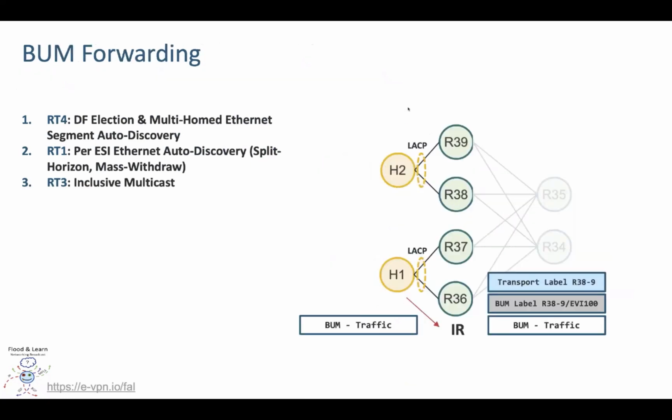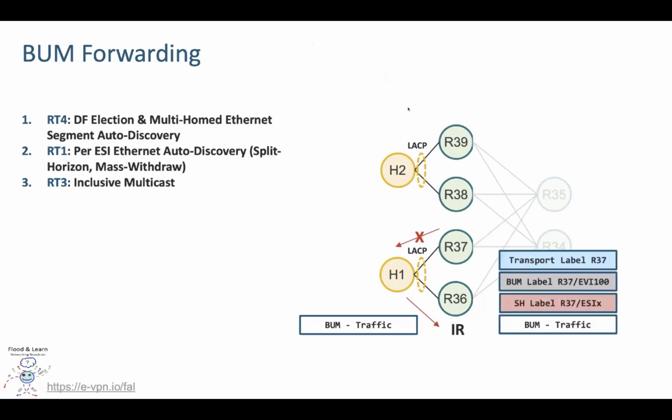So let's look at the packet, how it goes over the network. First, the packet will hit router 36, for example. From H1 it will go to router 36. Router 36 will replicate because it's BUM traffic, a broadcast for example. So it will create a packet for 38 with the label from 38 with EVI 100 in this example, and there is the original broadcast frame. The same will happen for router 39.